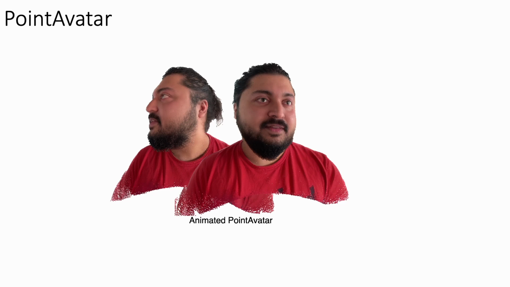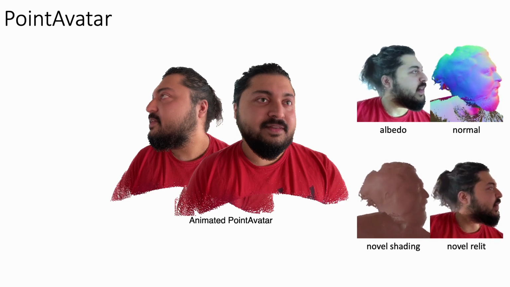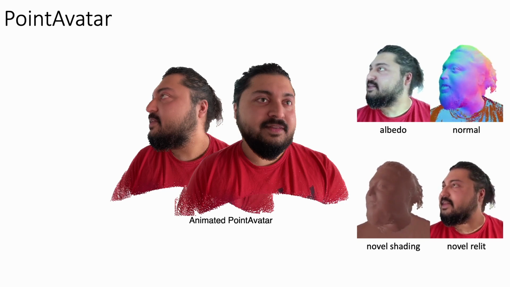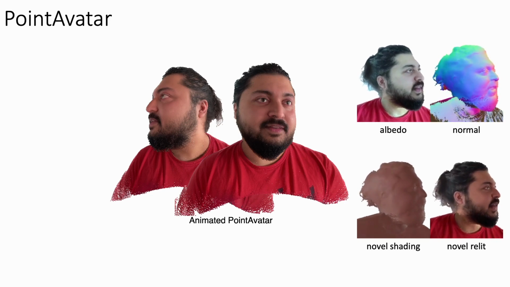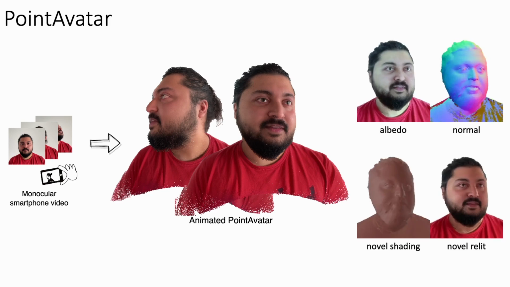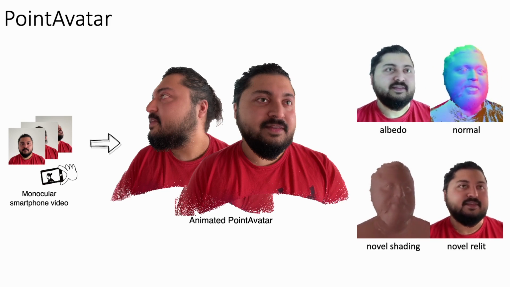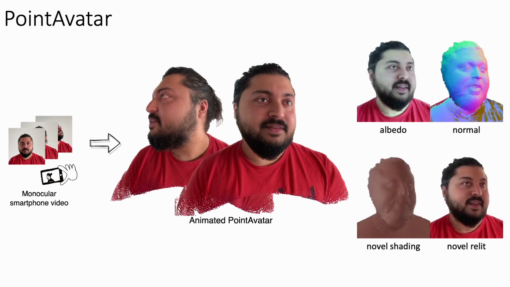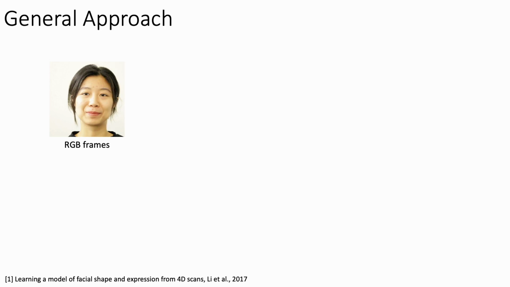Apart from the point-based representation, our method also features lighting disentanglement, which separately models the albedo and normal-dependent shading. This allows us to relight point avatars in novel lighting conditions. Point avatars can be learned from a monocular video captured with a smartphone, providing a convenient tool for building personalized, photorealistic, animatable, and relightable head avatars. Next, we'll introduce our general approach.